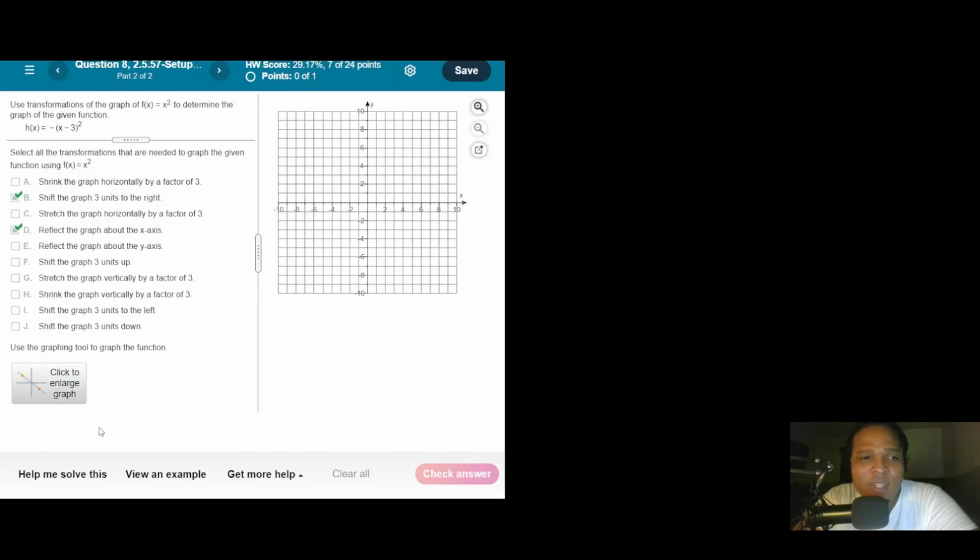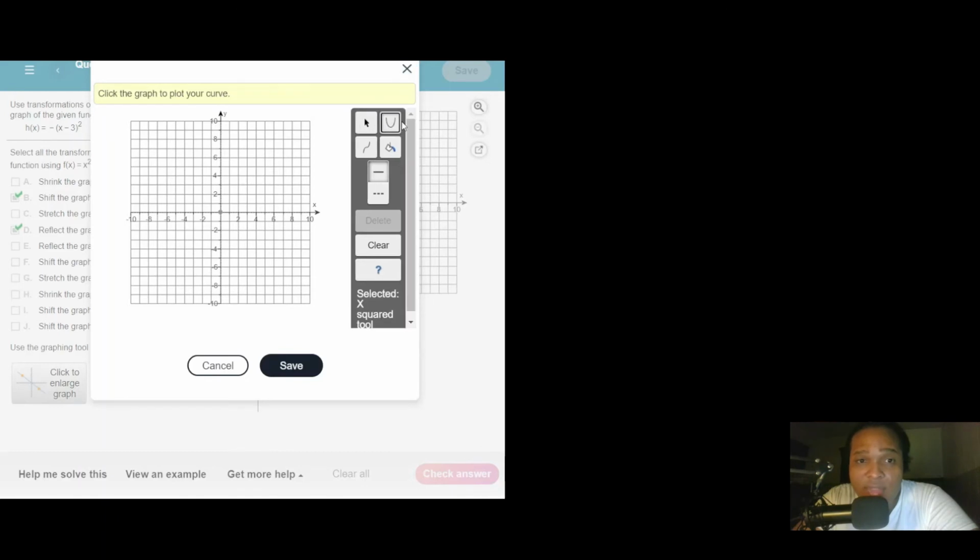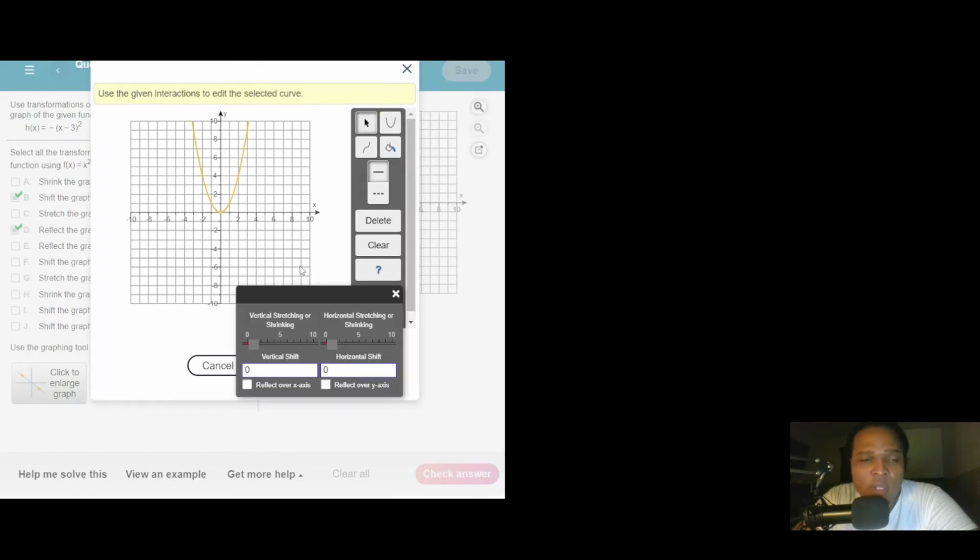Bam. Excellent. Now let's go to click to enlarge graph. Hit the parabola button because we have x squared. I guess you can put it anywhere. I don't think it matters. Okay, so it doesn't matter what you do first. We know we're going to reflect across the x-axis. So it should flip upside down, and we're going to shift to the right 3 units. So horizontal shift. Let's see, erase this and put a 3. Hit enter. Yeah, that's it. So it reflects down, and then it goes 3 to the right.